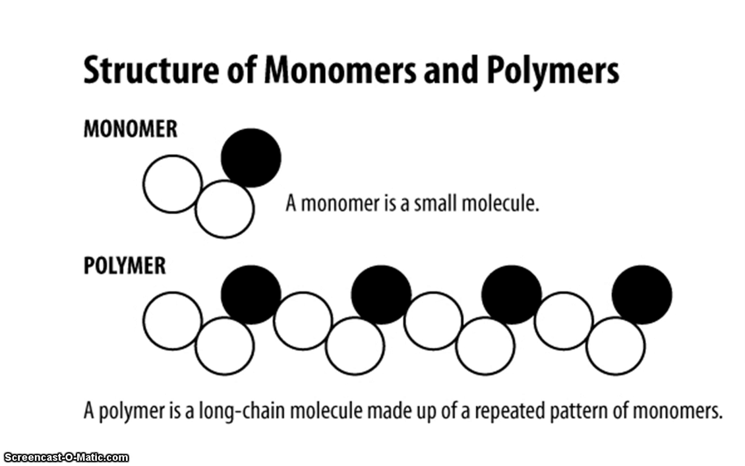So here's a quick diagram that shows the structure of monomers and polymers. So a monomer is a small molecule. I would add to that a single unit. Okay? And a polymer is just a long chain molecule made up of repeated patterns of monomers. So if we look here, if we take our monomer from the top diagram, we can see that there are 1, 2, 3, 4 monomers that have been linked together to make the polymer in the picture here.